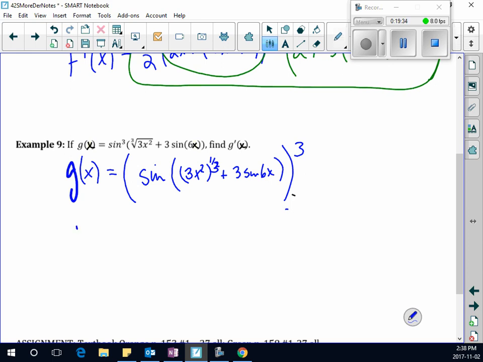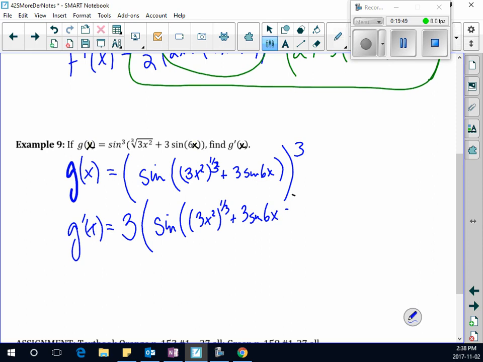So g prime of x equals 3 of this whole thing. So sine of bracket 3x squared to the power 1/3 plus 3 sine of 6x bracket bracket to the power 2. So I just did the outside power, which was a power rule to the power 3, so it's now 3 blob to the power 2. So now I'm going to do the inside function.